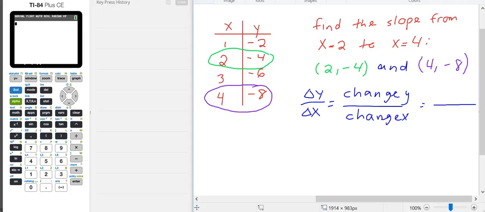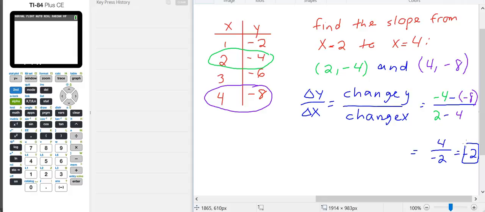So our first y value is negative 4. We're doing negative 4 minus our other y value, which is negative 8. And for the denominator, the change in x values, we have 2 minus our other x value, which is positive 4. And let's simplify this. Negative 4 minus negative 8 is negative 4 plus 8, which is positive 4. So in the numerator we have positive 4. 2 minus 4 is negative 2. So this simplifies. 4 divided by negative 2 is negative 2. The slope of this line is negative 2.